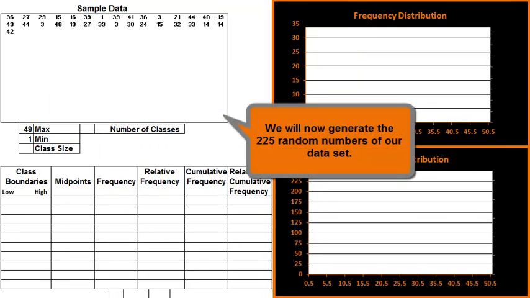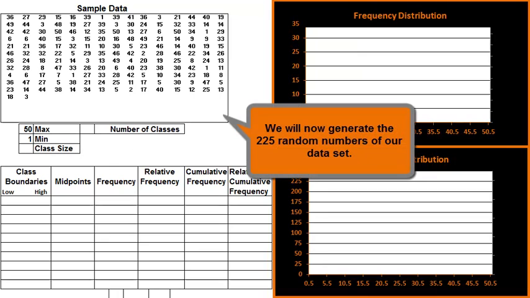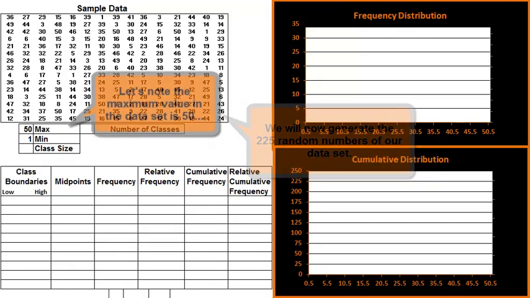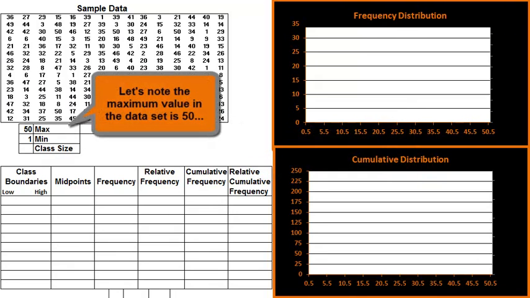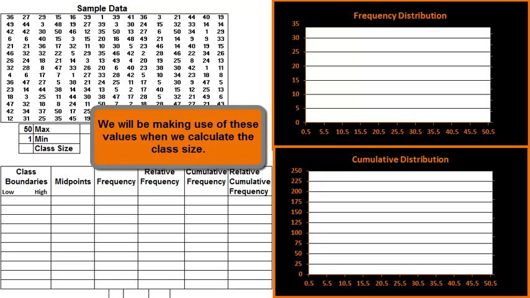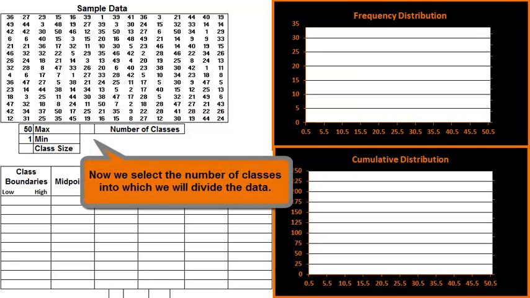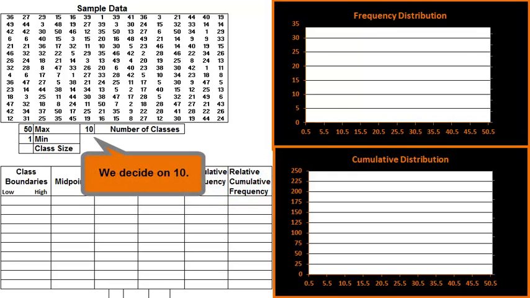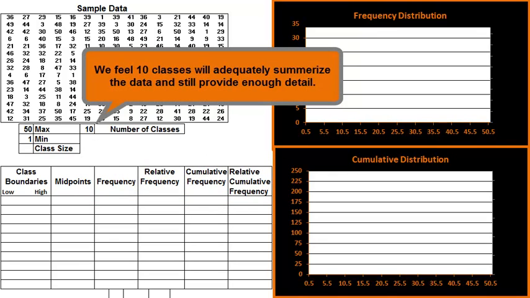We will now generate the 225 random numbers of our dataset. Let's note the maximum value in the dataset is 50, and the minimum value is 1. We will be making use of these values when we calculate the class size. Now we select the number of classes into which we will divide the data. We decide on 10. We feel 10 classes will adequately summarize the data and still provide enough detail.